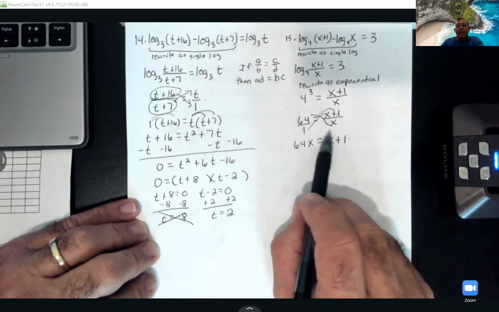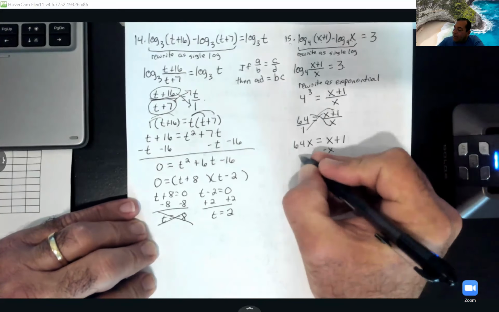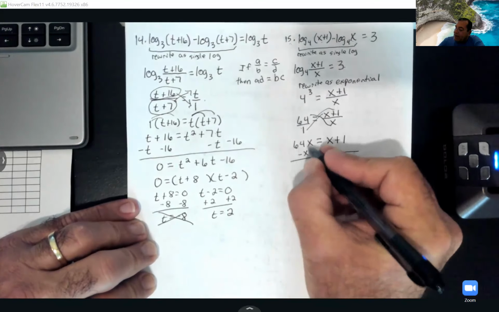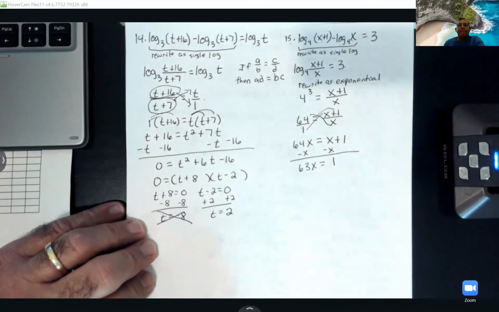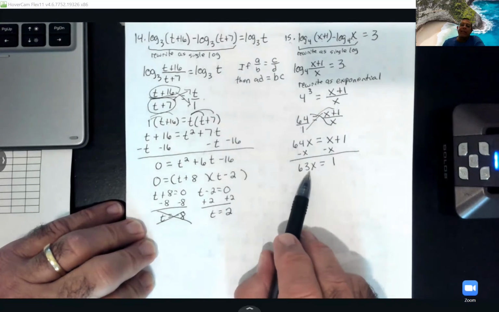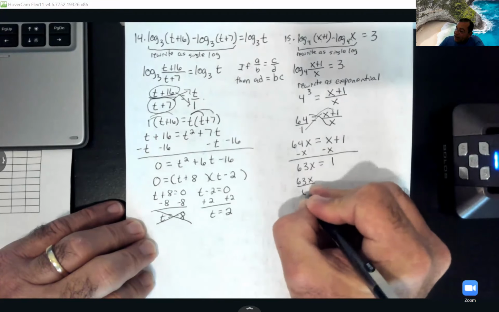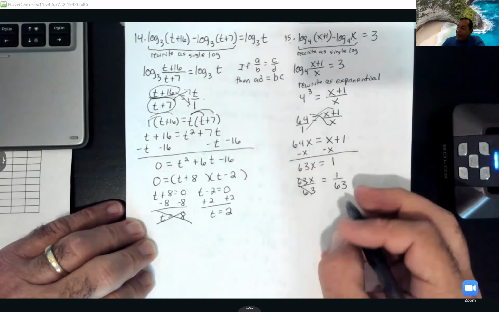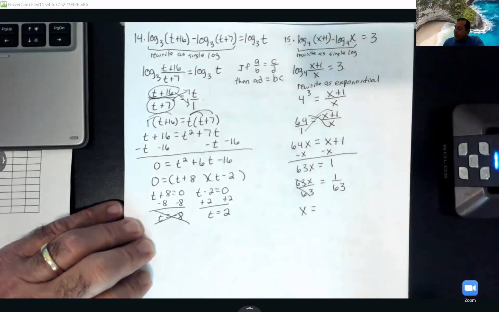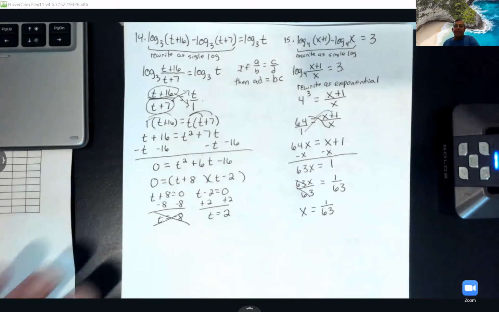So solving this, your first step is to get all the x's over here. So let's subtract the x from both sides. So I get my 63 x's equals 1. Well, I want that 63x to be 1x. So let me divide both sides by 63. Notice those cancel, giving me my x. I can't divide that, so nothing I can do to that. So I'm going to leave that a 1 over 63.